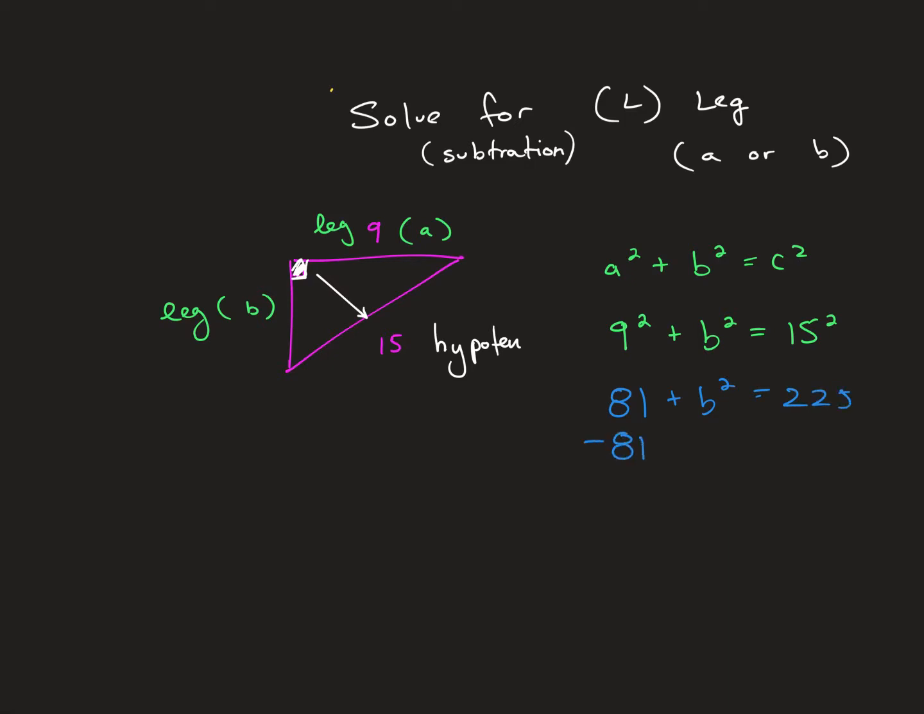Subtract 81. And I get B squared is equal to 144. Take the square root. B is equal to 12. And this is how we're solving for our leg here.